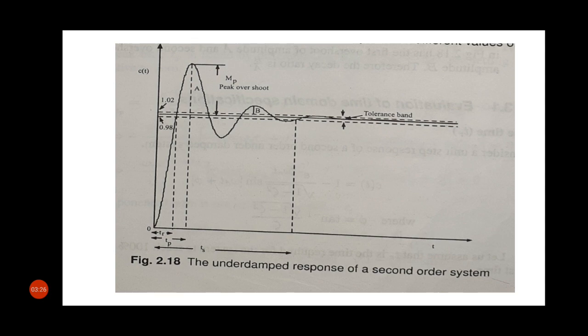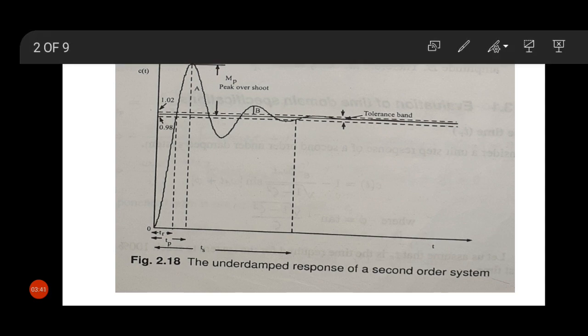Next is our peak time. What is peak time? The peak time is the time required for the response to reach the peak of the first overshoot. So this is our first overshoot. Peak time is the time required for the response to reach the peak of the first overshoot. So this is our peak time.